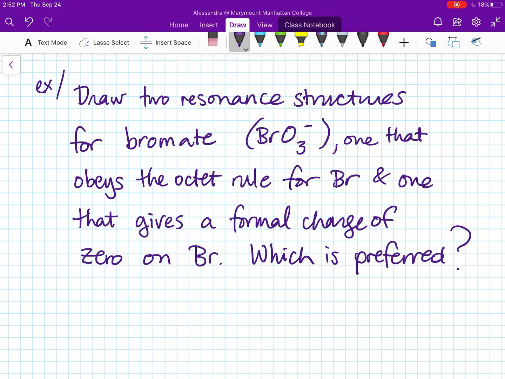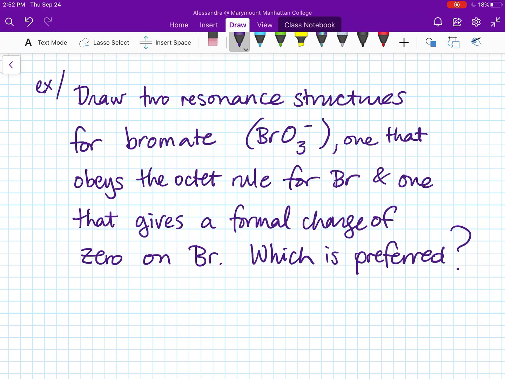So now let's put all of our knowledge about drawing Lewis dot structures and judging different resonance forms into practice. I would like to practice by drawing two resonance structures for the polyanion bromate, BrO3 minus. I would like you to draw one resonance structure that obeys the octet rule for bromine.